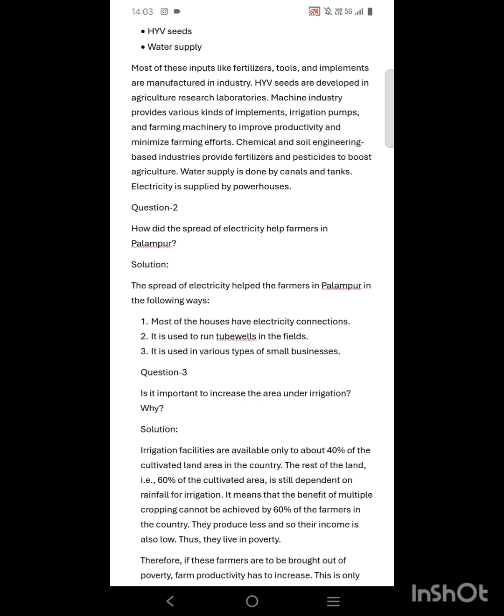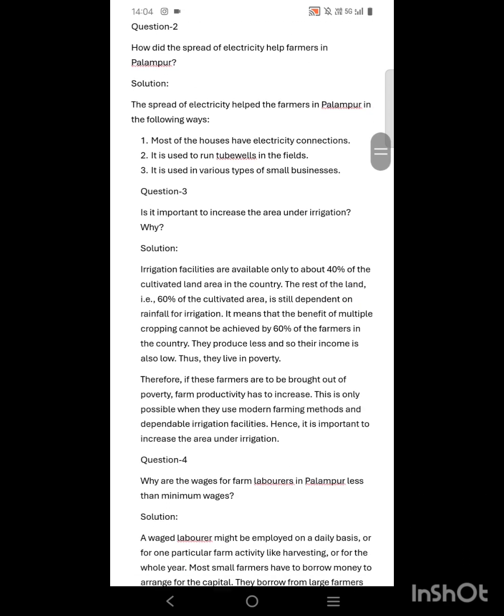So electricity is very important, because without light at night we cannot see anything. So it is very important in village areas to provide electricity to all the houses. It is used to run tube wells in the fields. So the tube wells in the fields which provide water are also run by this electricity. It is also used in various small businesses. Electricity is needed everywhere, so it is very important that every village in India should have an electricity connection.